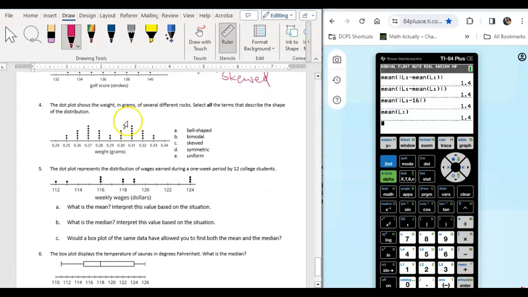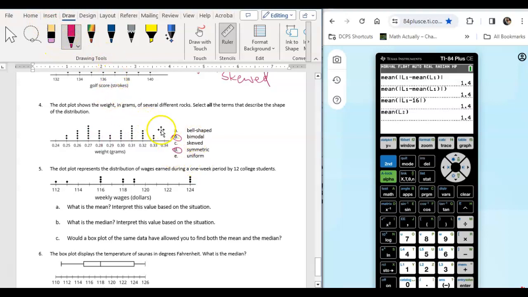Number 4 says the plot shows the weight in grams of several different rocks. Select all the terms that describe the shape of the distribution. So we can say that this has 2 peaks, right? So this is bimodal. We can also say that it is symmetric because along this line, all the other sides are equal. This matches this, this matches this, and so forth and so on. So those are the 2 that we can select for that.